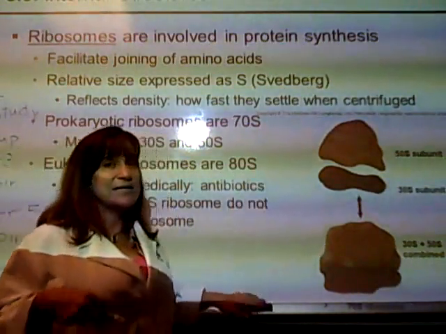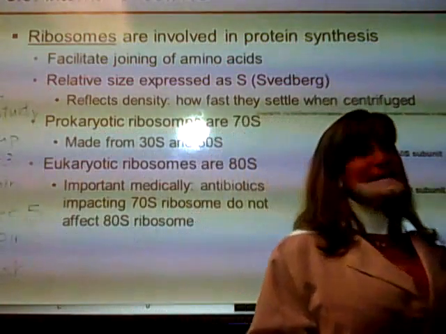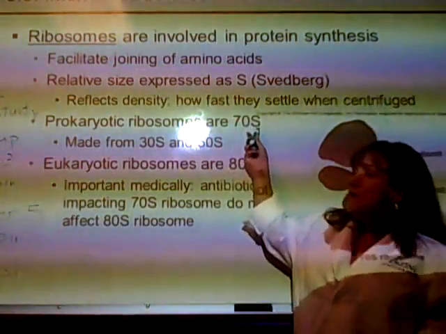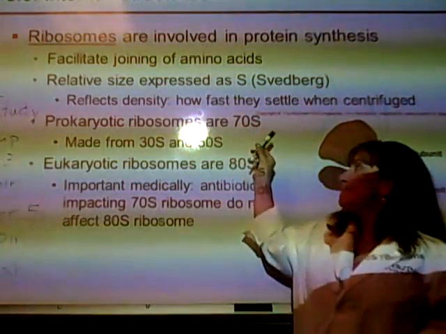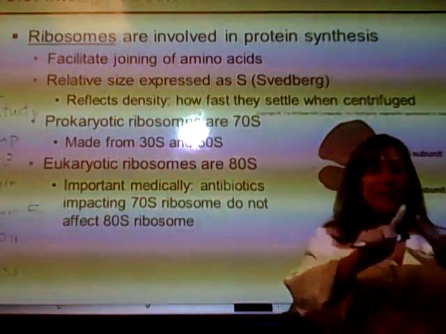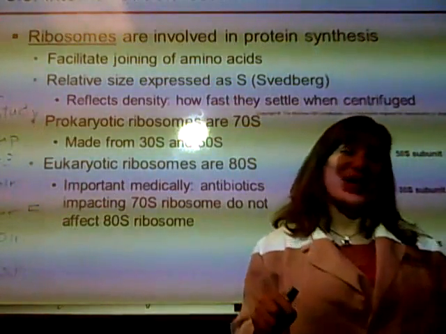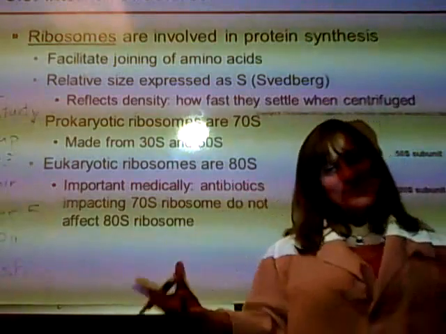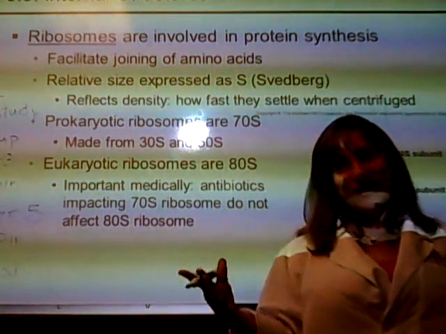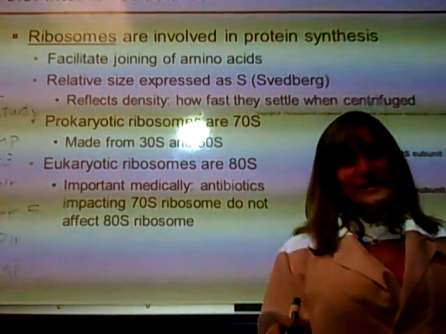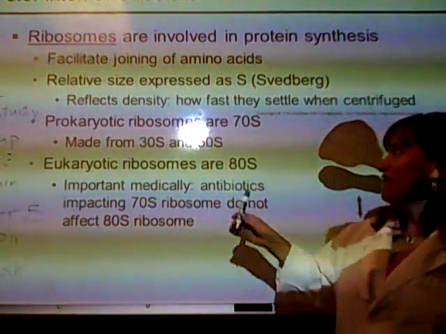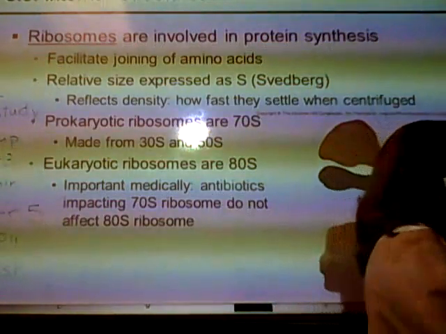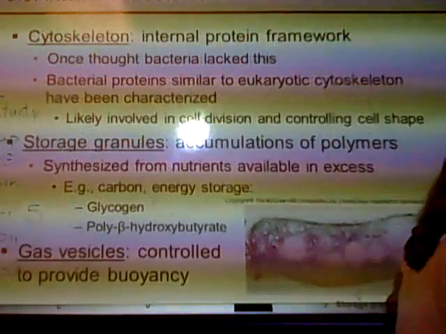Unfortunately, and this is something we're going to get to in a minute, our mitochondria actually have 70S ribosomes. So be thinking about that, or if you actually read your chapter, what does that indicate? How in the world do our mitochondria have prokaryotic ribosomes? Think about that, see if you get to the answer.